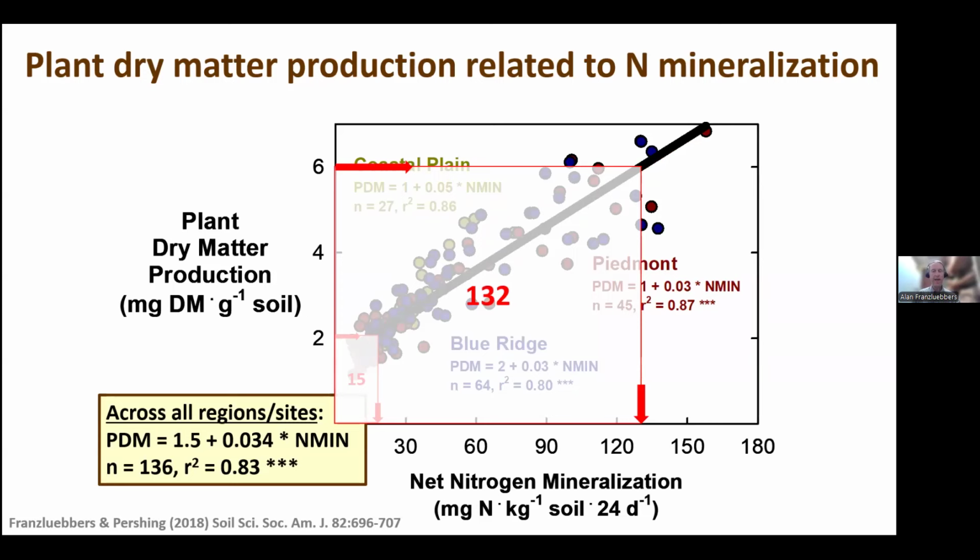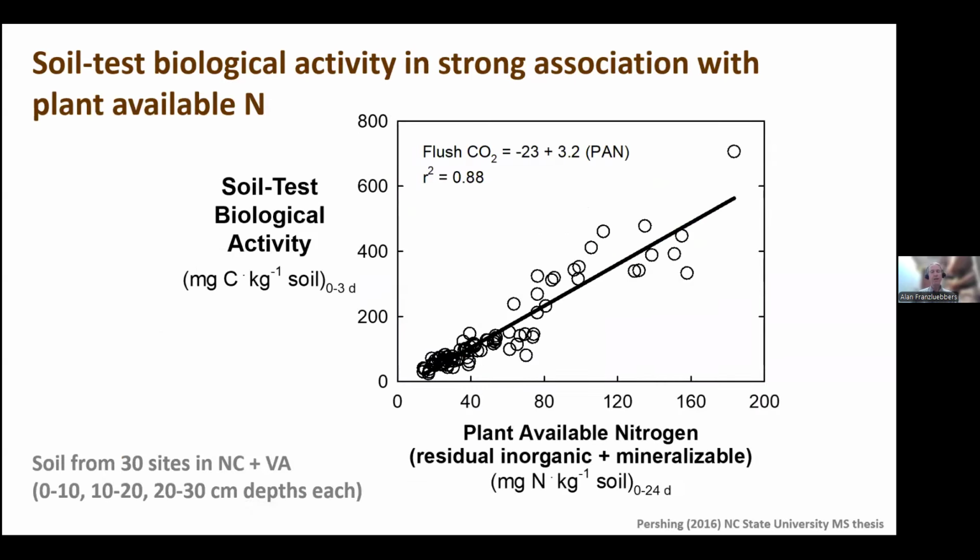Again, we can make some quantitative determinations. This was in the greenhouse, and we really didn't need to make that quantitative determination because we're not really growing any plants in the greenhouse in this case. We wanted to take it to the field. In this case, I've replaced these associations with plant available nitrogen, which is the sum of residual inorganic nitrogen plus the mineralizable nitrogen, and related that to soil test biological activity. You can see that there's a very strong association there as well. The reason that we have plant available nitrogen, at least the mineralizable portion, is because of the soil test biological activity. That's driving the mineralization that occurs there.